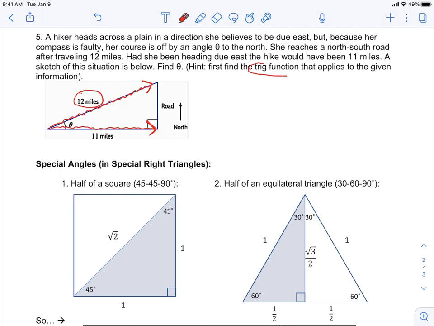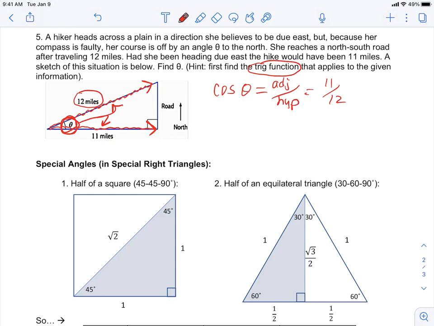So the first step would be to look at this and see, okay, theta is down here in the bottom left. What are the two sides that we have been given? Turns out we've been given the adjacent leg and we've been given the hypotenuse. And so if you think about adjacent leg and hypotenuse, that is what cosine is. So the cosine of theta, which is adjacent leg over hypotenuse, would be 11 over 12 in this story.